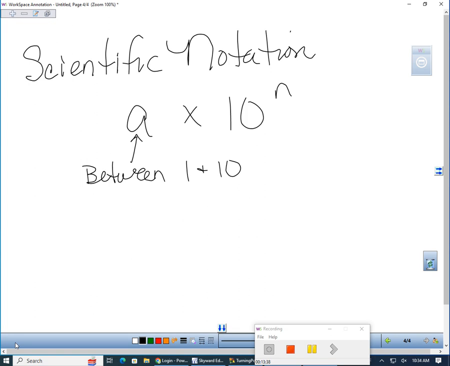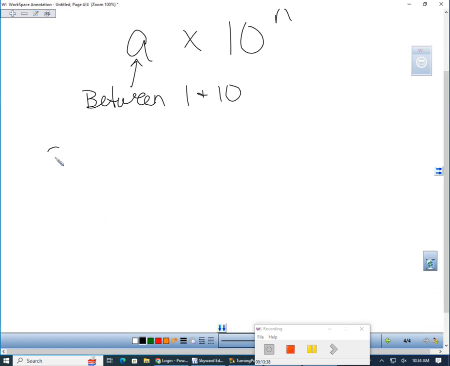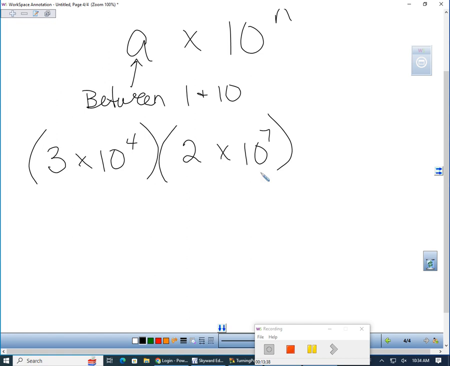All right, so here's what I really want to talk about today: multiplying scientific notation together. So let's say I have 3 times 10 to the 4th, and I'm going to multiply that by 2 times 10 to the 7th. This follows the exact same thing we were doing before. We multiply our coefficients, 3 times 2, which is 6. We keep the base, which is 10. And then we do what to our exponents? We add them. So 4 plus 7 is 11.